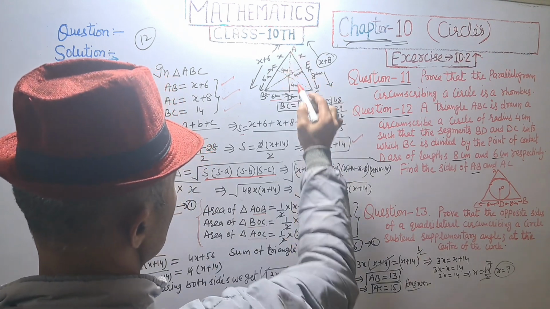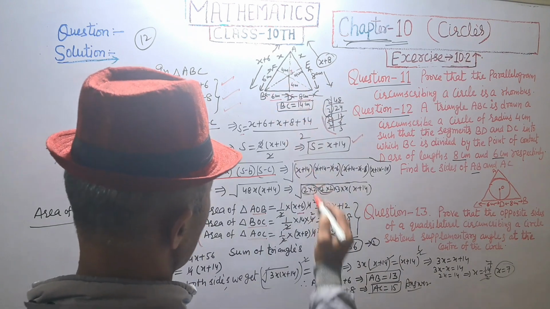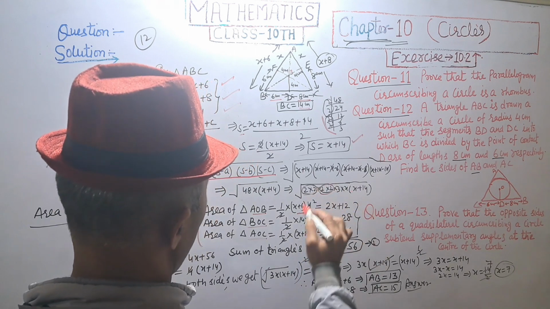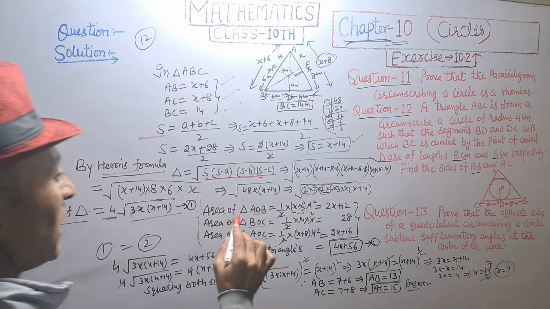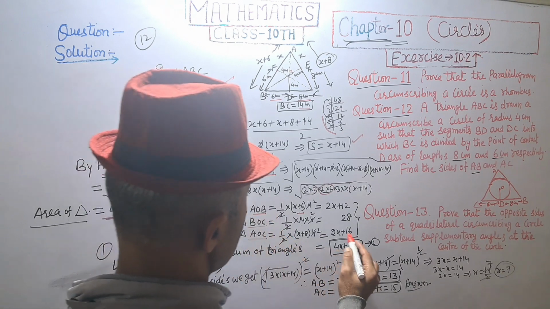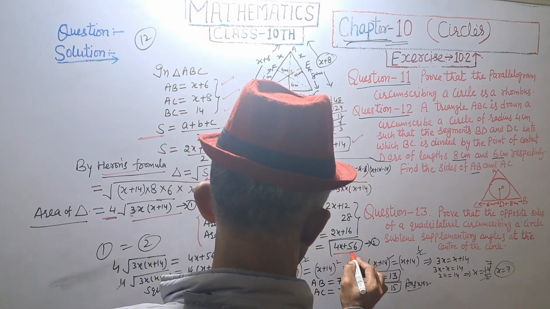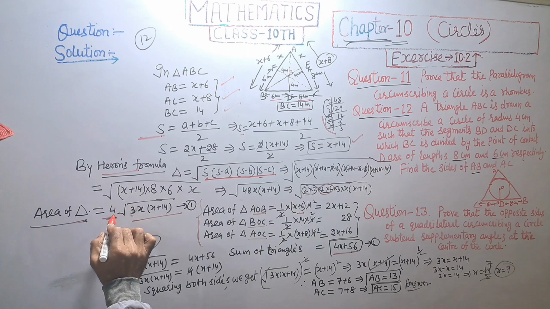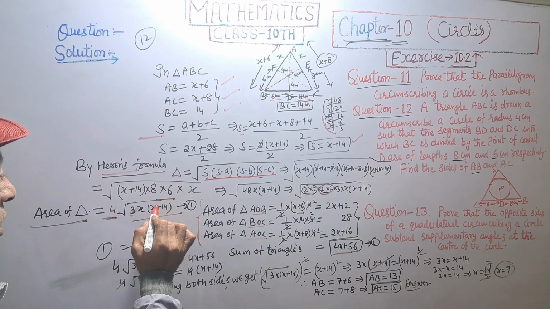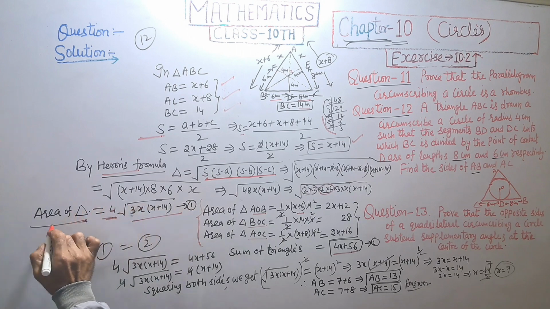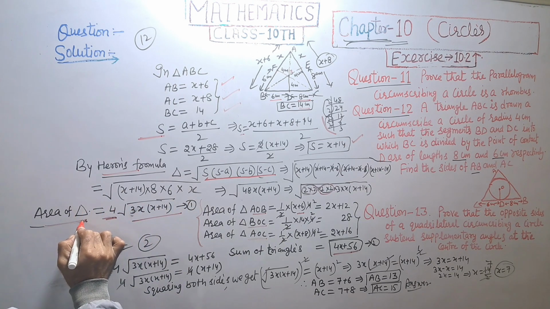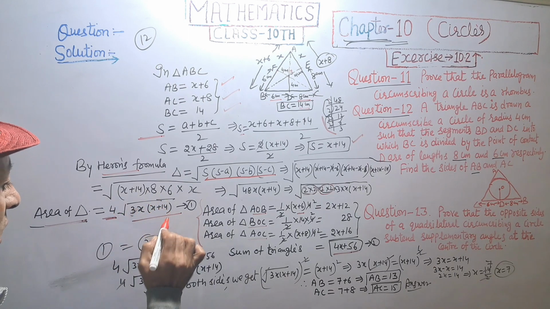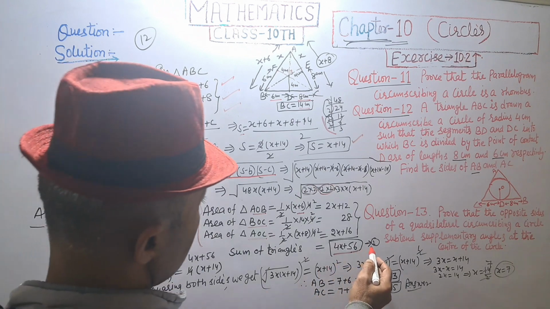Triangle AOC: half into base is x plus 8 and height is 4, 4 divided by 2, 2 twos are 4, so 2x plus 16. And the sum of areas of triangles AOB, BOC and AOC is equal to 4x plus 56. And by Heron's formula, the area of triangle ABC is equal to 4 root 3x into x plus 14. Area of triangle ABC is equal to 4 root 3x times x plus 14. It's equation number first and it's equation number second.